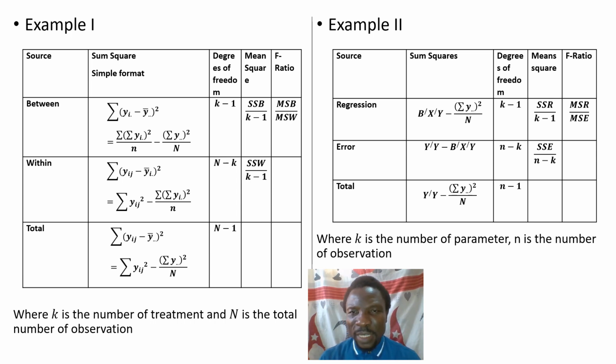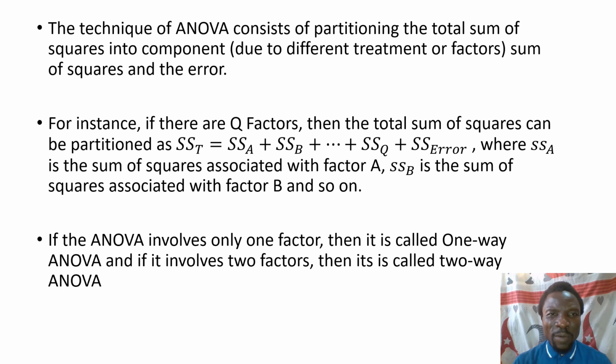In example 2, we can see the structure of the ANOVA table. The sources are described as regression, error, and total. And then we also have the degrees of freedom, the mean square, and the F ratio, where k is the number of parameters and n is the number of observations for the regression. So these are important structural differences that we have to note.